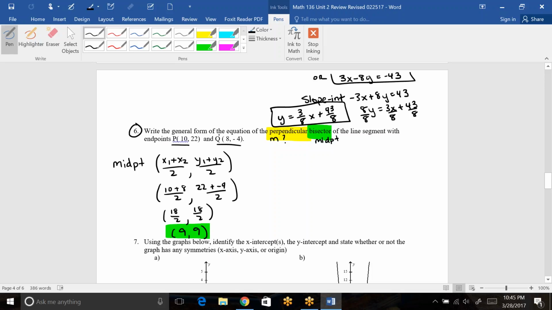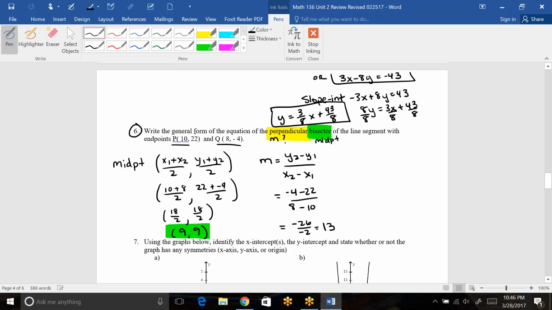For the perpendicular part, you have to go back and find the slope of PQ. Remember, for slope, you have a formula where you subtract the y's on top and you subtract the x's on bottom. So it doesn't matter which way you start. I usually start with my second one first. So negative 4 minus 22 would be my top y's over 8 minus 10. If I start with negative 4 first, I have to start with 8 first in the bottom. You have to be consistent. So this would be negative 26 over negative 2, which reduces down to 13.